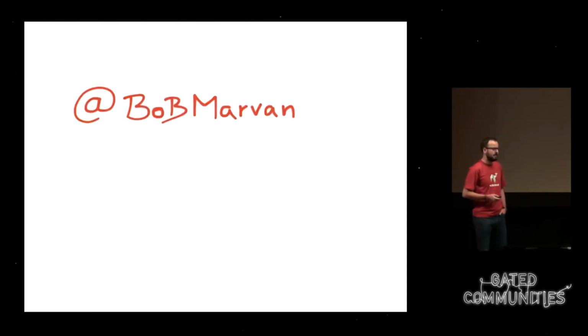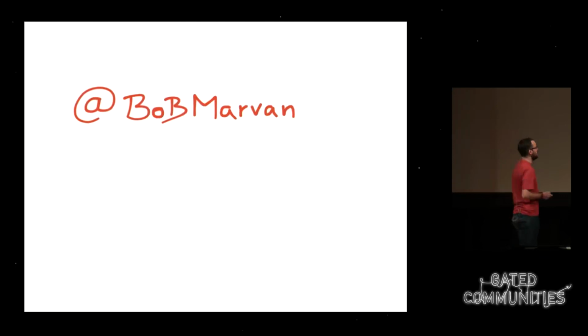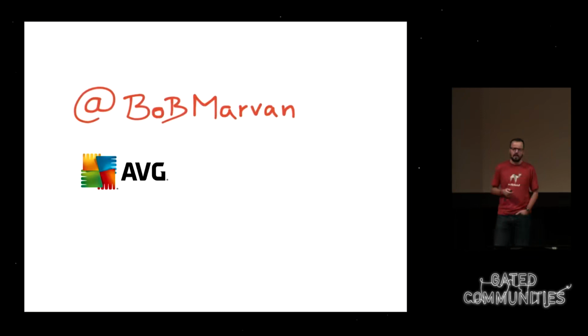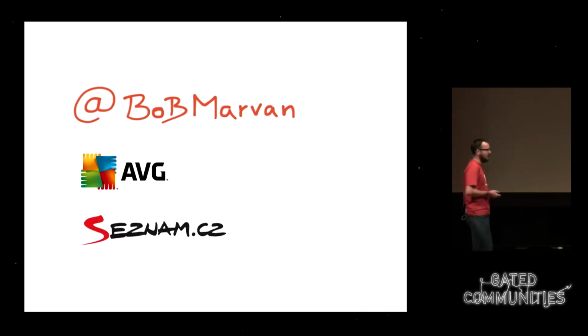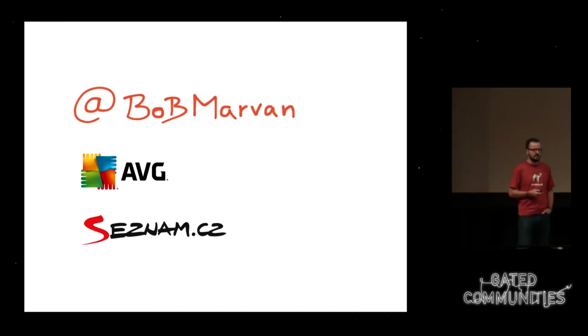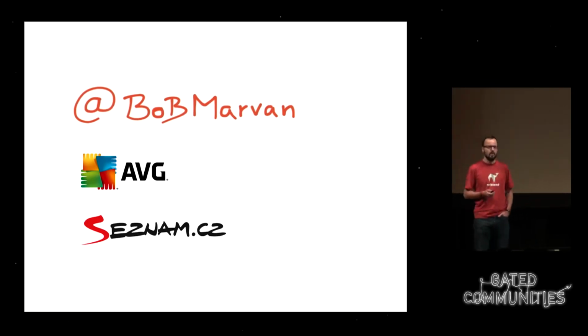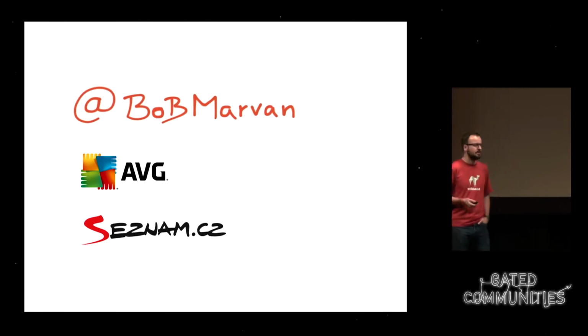So let me introduce myself a little bit more. My nickname is Bob Marvan, and as was mentioned, I'm a UX designer at avg.com, the online security company, for the last 2 years. And before I used to work at Seznam.cz. I don't know how familiar you are with this company, but it's something like the Czech Yahoo, and it's still competing with Google in the Czech Republic, so it's a pretty big online company.